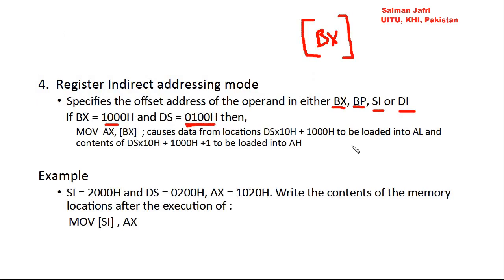So the contents of this location, 02000H, and the contents of 02001H would be moved into this register. Following little endian, the contents of this memory location would be moved into the AL register, and the contents of the next higher location would be moved into the AH register.